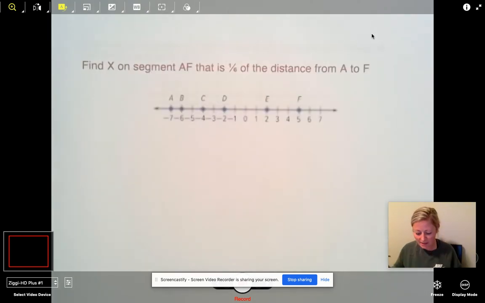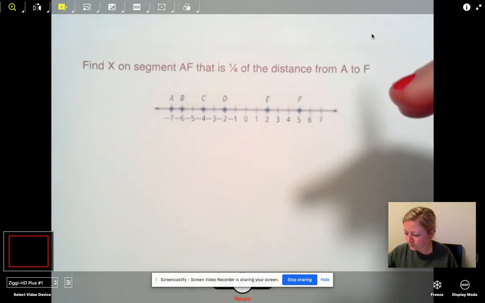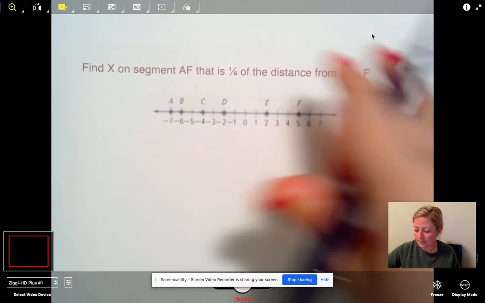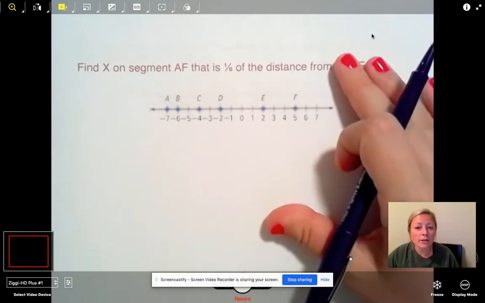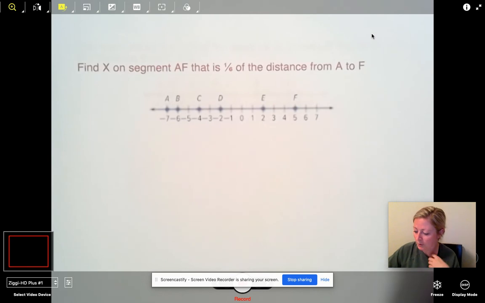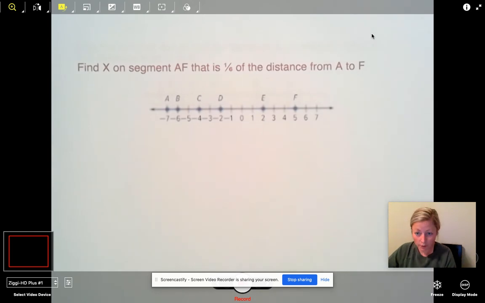Okay, this will be our last example. Actually, you know what? This will be our last one. This is our last example for notes, so bear with me through one more example, and we'll do the rest in class together when I see you. So it says, find x on segment AF that is 1/6 of the distance from A to F. Whew, it's kind of a loaded question.